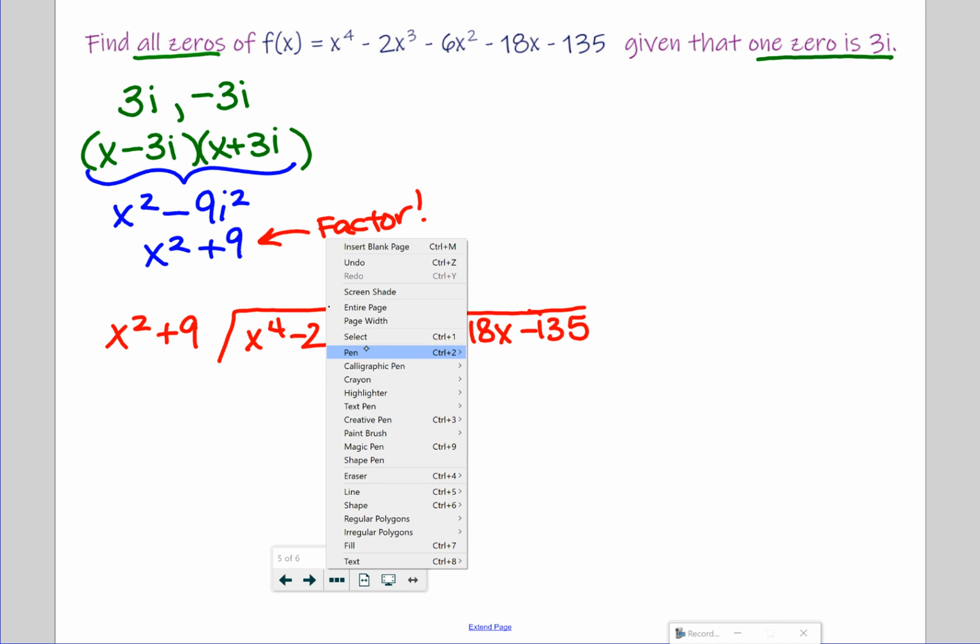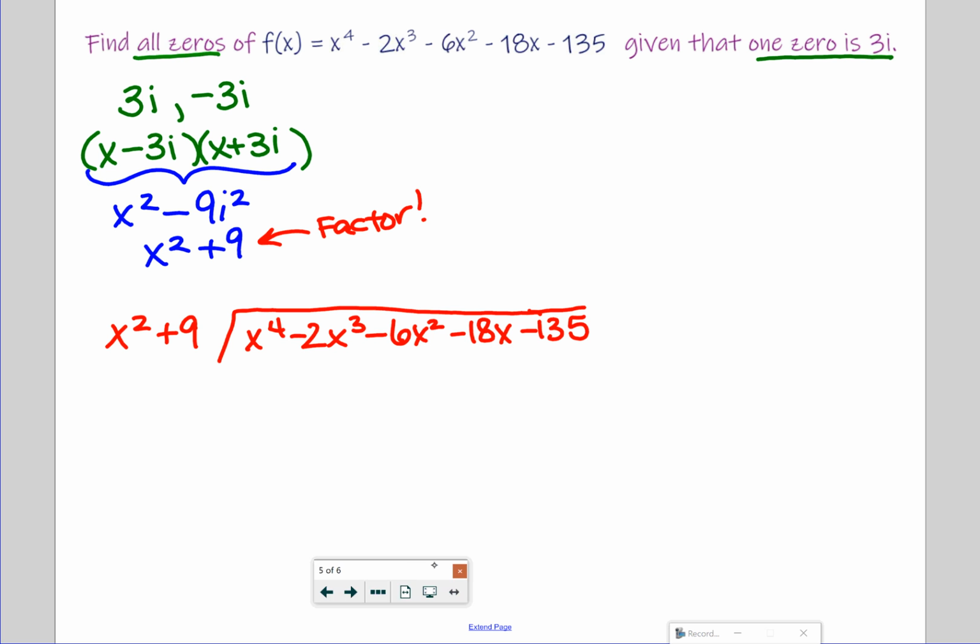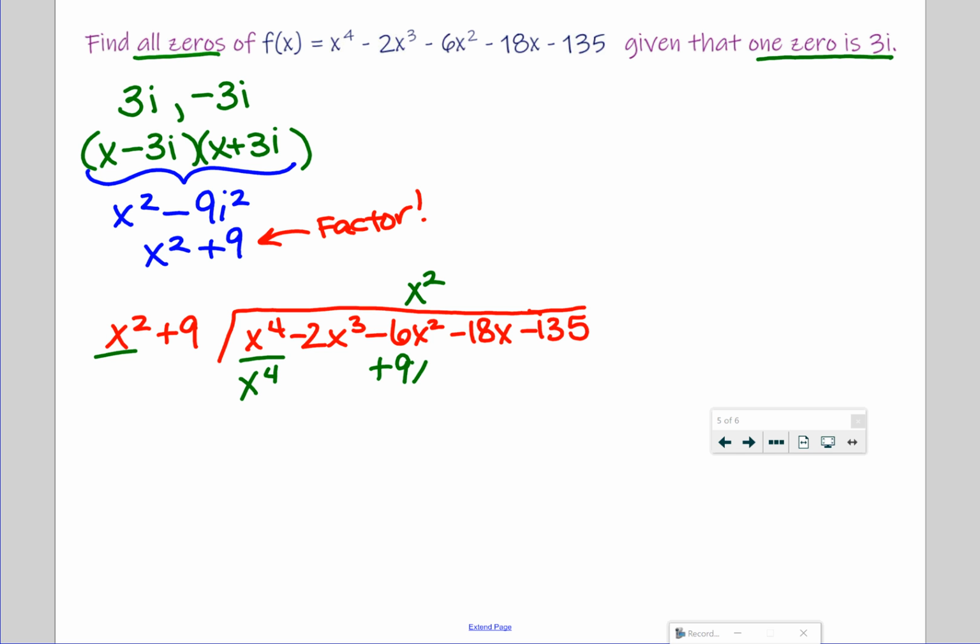Okay, and let's look at first. We're trying to find x squared times what gives me x to the 4th. That would be x squared. Then we're going to multiply x squared times everything on the side. That's x to the 4th, 9x squared, and we subtract.